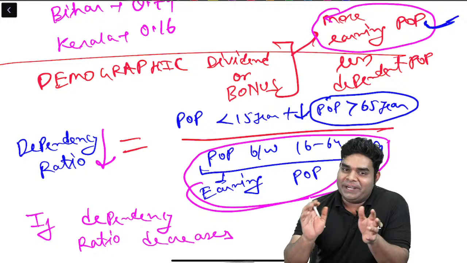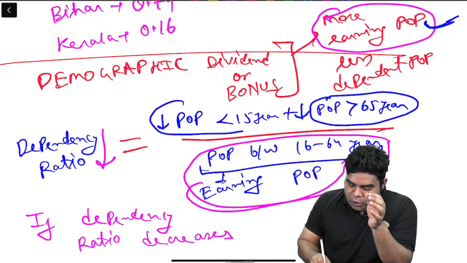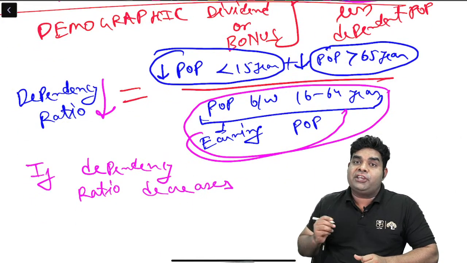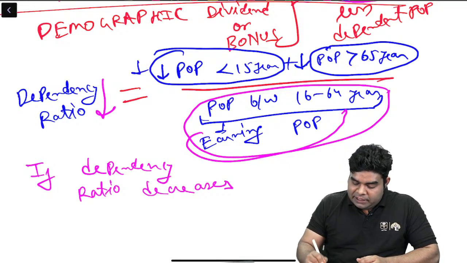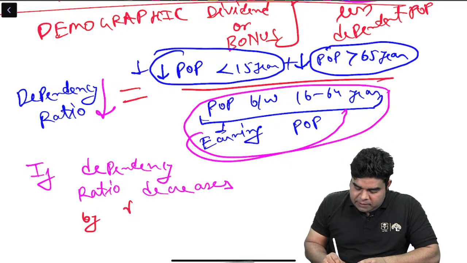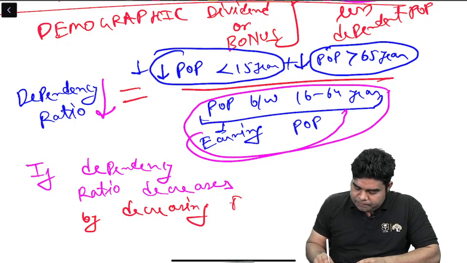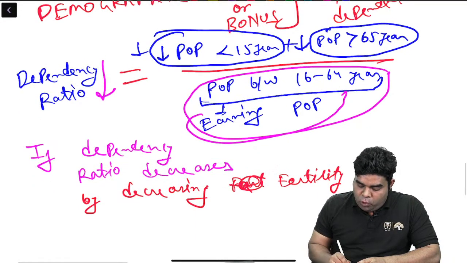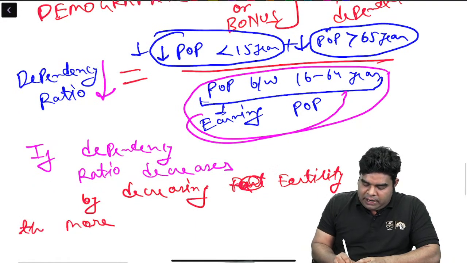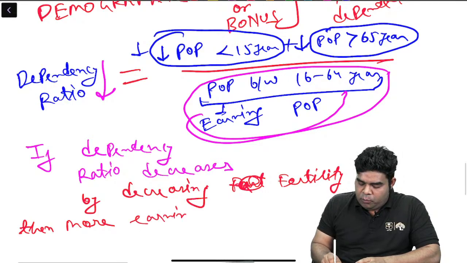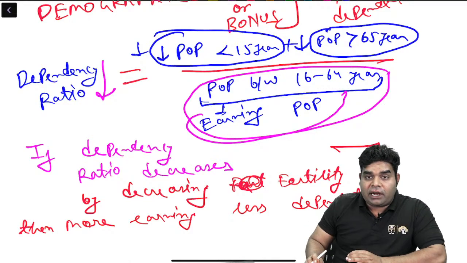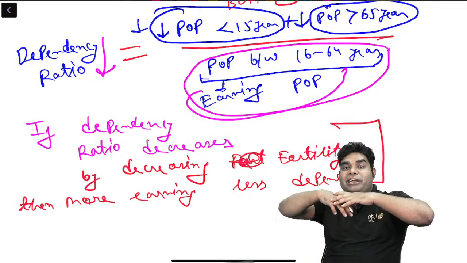So the second thing we can do is we can decrease producing children. So when we decrease producing children, dependency ratio will decrease because numerator is decreasing. So if dependency ratio decreases by decreasing fertility, in that case, there will be more people who are earning and less people who are dependent. More earning and less dependent. And in that condition, the country will be in the phase of demographic bonus.